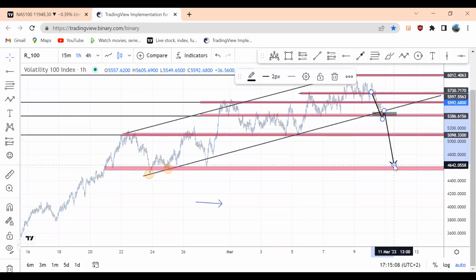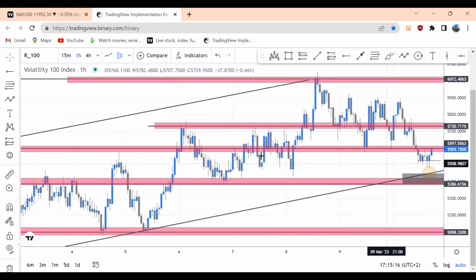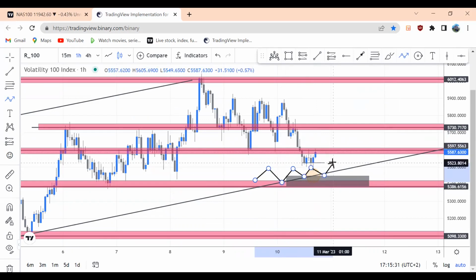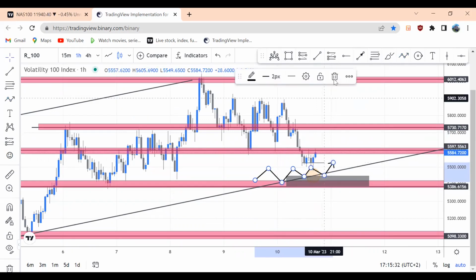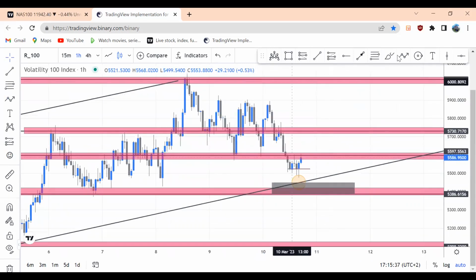But since the market is failing to come to the zone, all I can say is that in this zone there's high volume that the market will bounce off and push to the upside. But all we have to do now is wait for that candlestick.